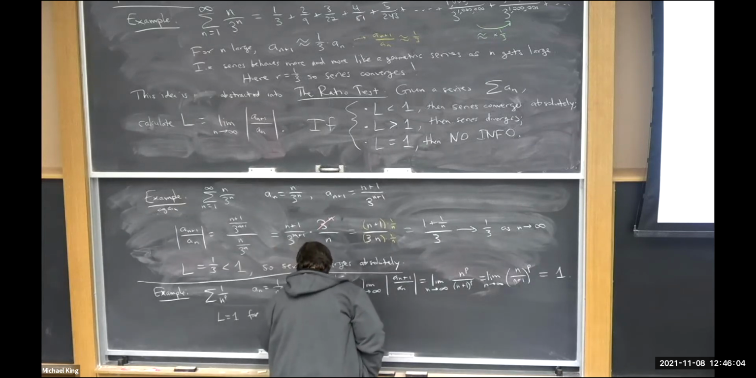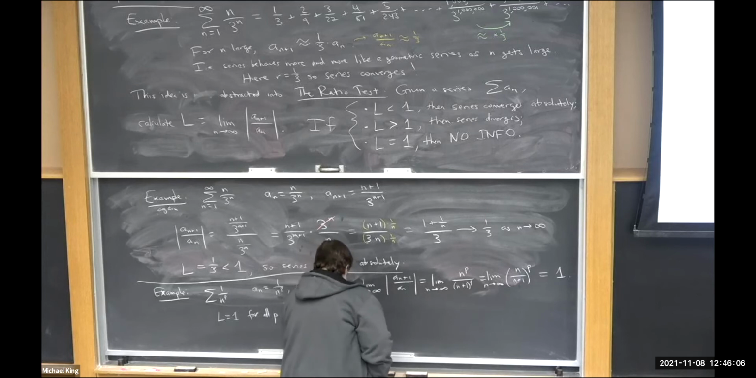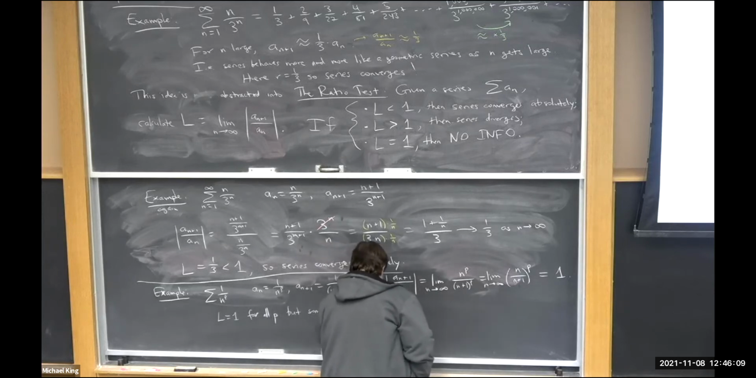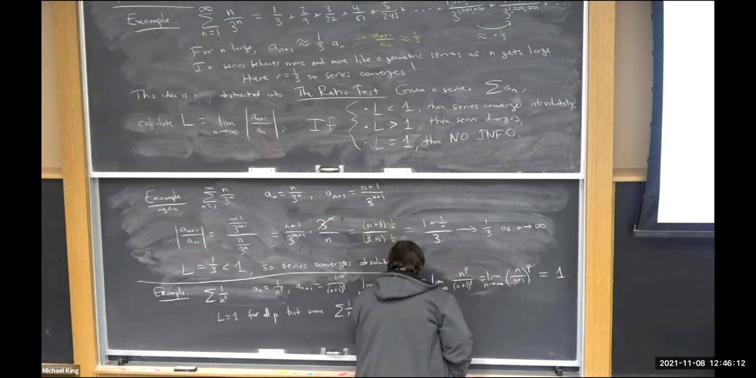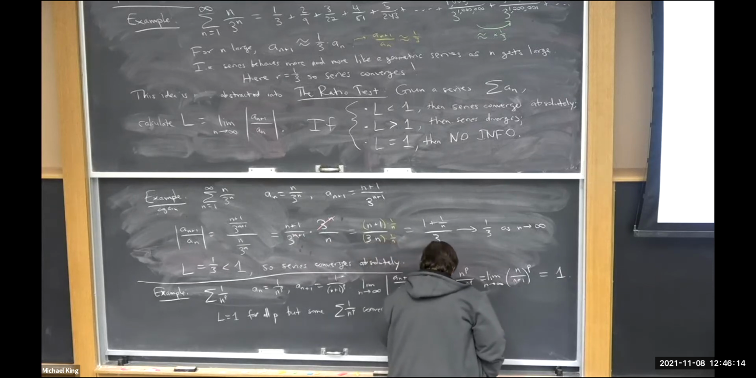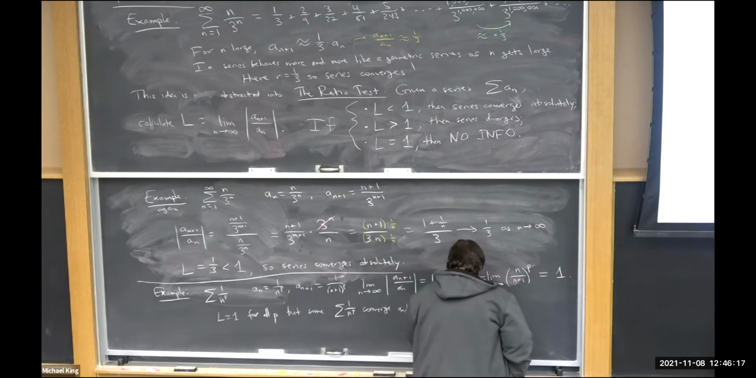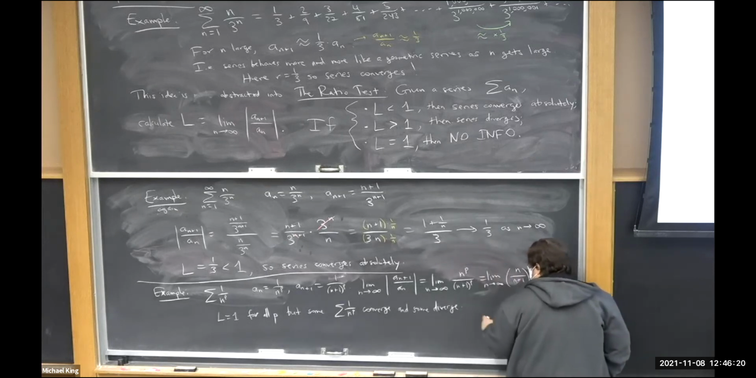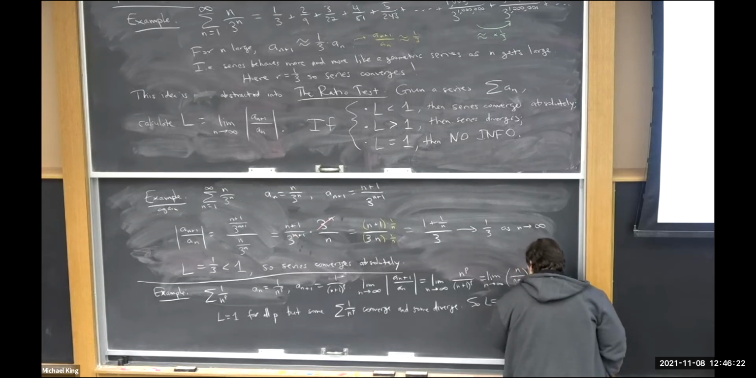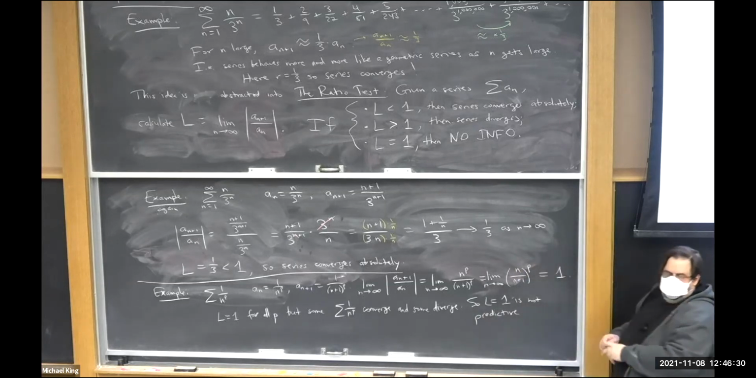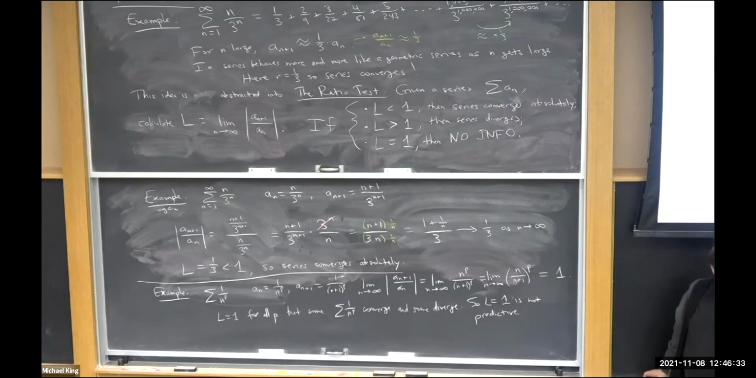But some of these series converge and some diverge. That's what illustrates L equals 1. So L equals 1 is non-predictive. Does that make sense, what I'm saying? Yeah, so that's why it tells us nothing.